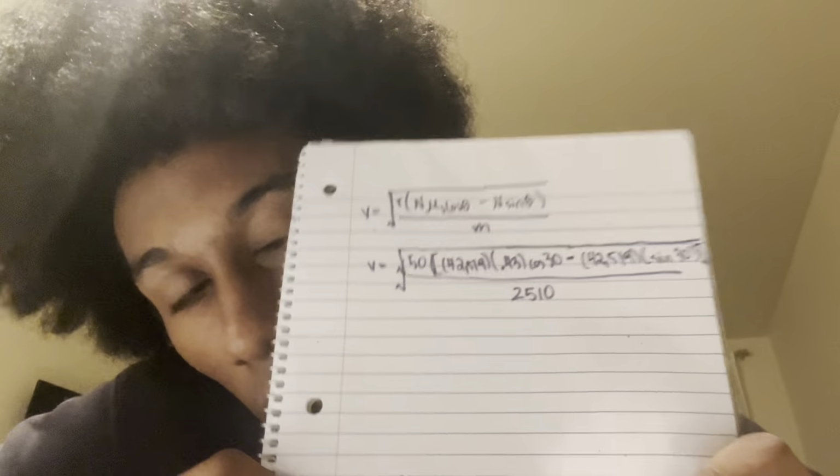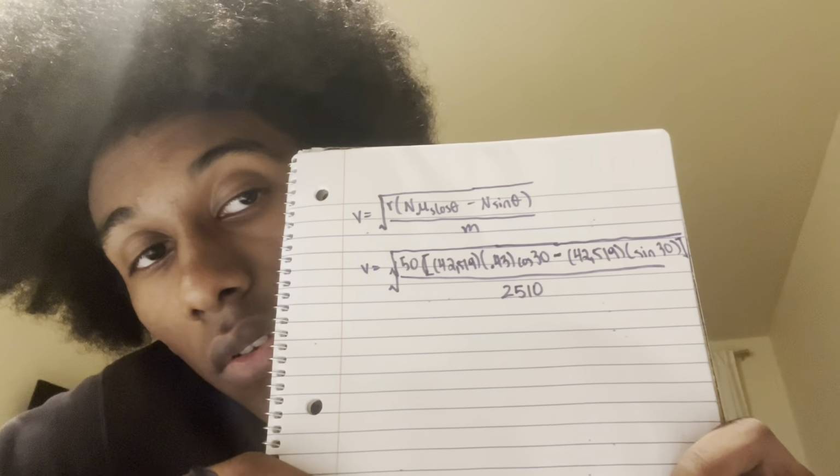42,519. And then our coefficient of static friction is going to be 0.43, and then it's going to be times cosine of 30. And then it's going to be all of this minus normal force once again, so 42,519 times sine 30. And we're going to have all of that divided by 2,510 kilograms. So here is our equation once we have it all plugged in.